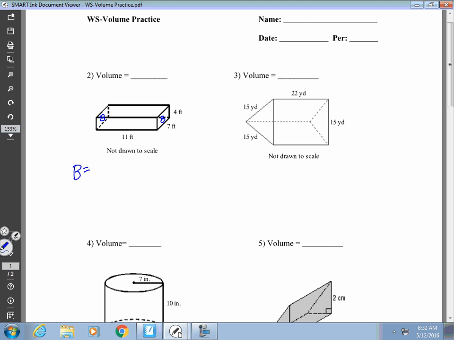So yeah, B times H. So what are we plugging in? 7 times 4. Yeah, 7x4. Go ahead and get that in. You will need a calculator today, guys. Remember, I'm not going to do all the computation. You need to physically do it.